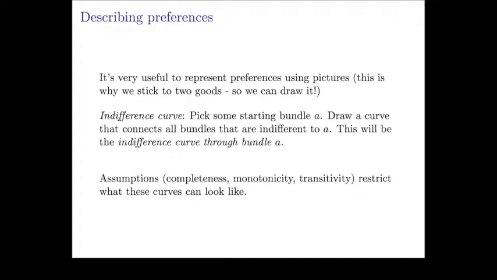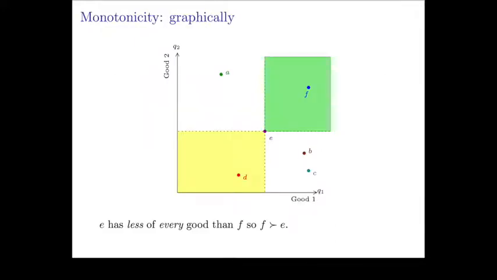So pick some bundle A, and then draw a curve through all the different bundles where the consumer is indifferent between that bundle and bundle A. This is what we call the indifference curve through bundle A. The assumptions we've made on preferences, like transitivity, completeness, and monotonicity, are going to restrict what that indifference curve can look like. So to understand what monotonicity says about indifference curves, let's look at this picture here.